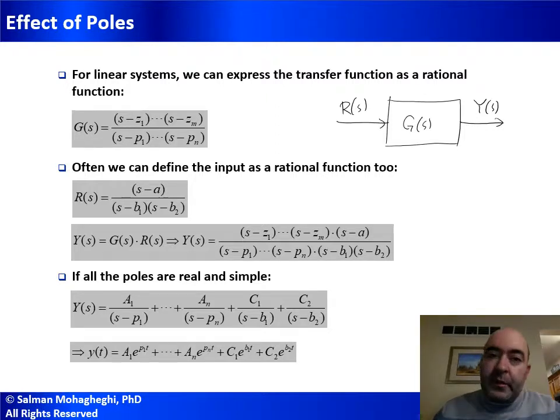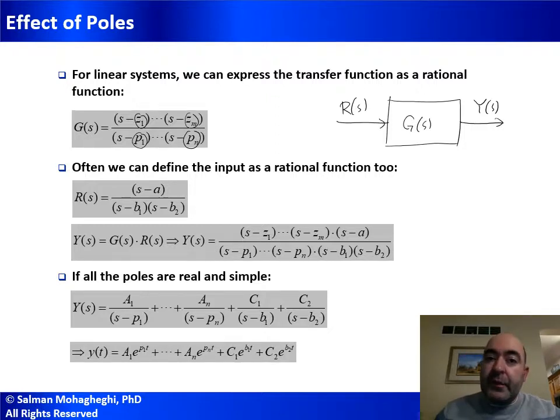G of s is going to be a rational function consisting of, as I'm showing it on this slide, m zeros and n poles. So zeros that go from z1 to zm and poles that go from p1 to pn. At the same time, the input function can also be expressed as a rational function. You have seen these examples before. Unit step, or an exponential function, or a sine or a cosine, or a sine or cosine multiplied by an exponential function.